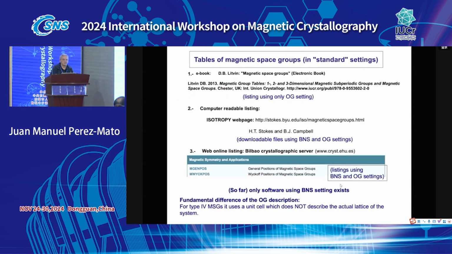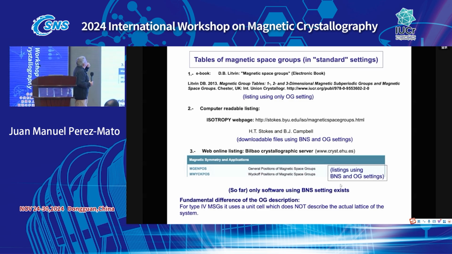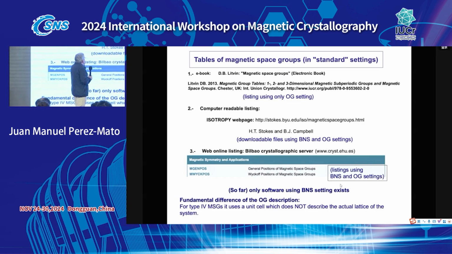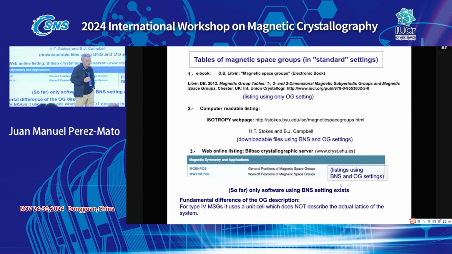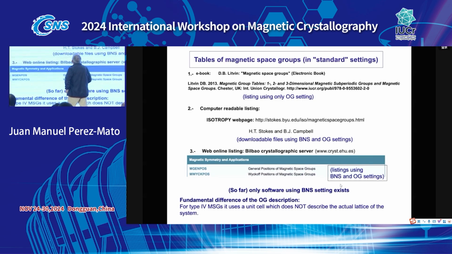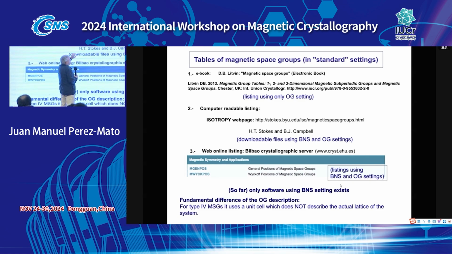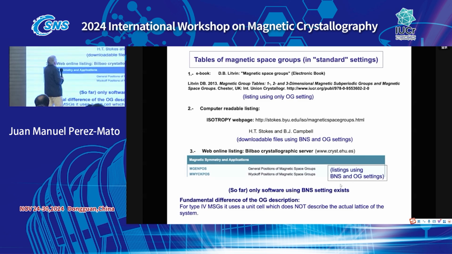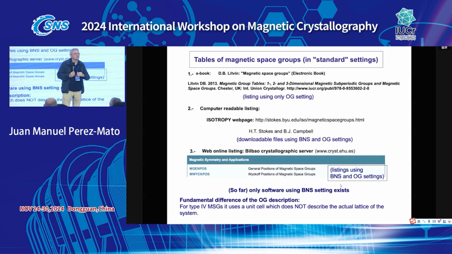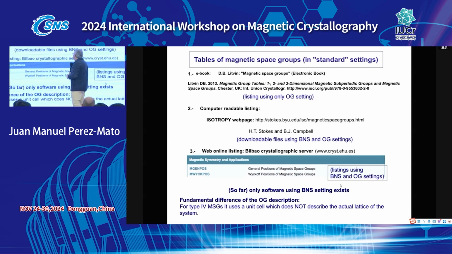So tables of magnetic space groups in what we call the standard setting, you can find in this very nice book of Litvin, that is freely available on the internet with nice pictures and so on, where the listing of the magnetic space groups is given in what we call the Opechowski-Guccione setting. And then you have the listings which can also be downloaded in digital form from Stokes and Branton Campbell on the isotropy web page, the isotropy software suite, and you can find it there very nicely.